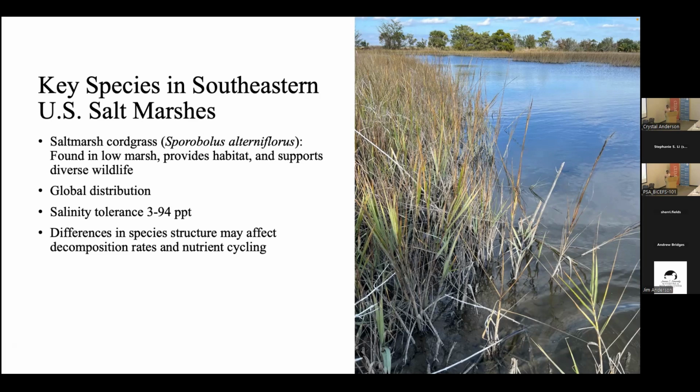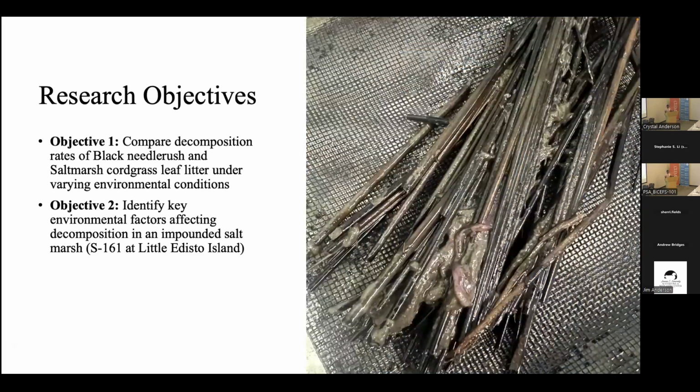The structural difference between salt marsh cordgrass and other marsh plants, such as black needle rush, may influence how quickly their litter decomposes, which in turn impacts nutrient cycling and ecosystem productivity. I have two research objectives for this chapter. The first is to compare the decomposition rate of black needle rush and salt marsh cordgrass leaf litter under varying environmental conditions. The second is to identify key environmental factors affecting decomposition in an impounded salt marsh.